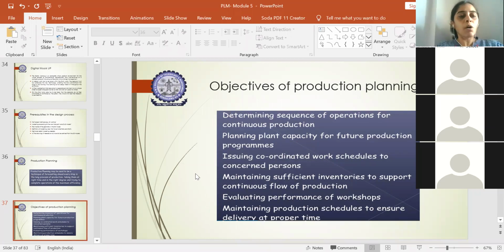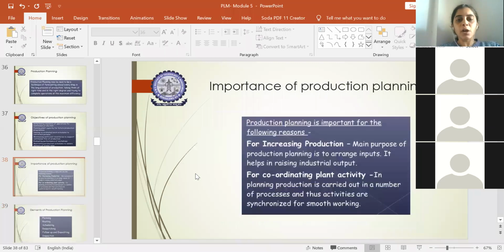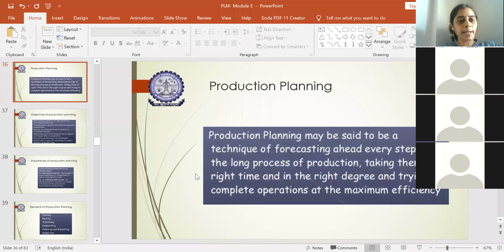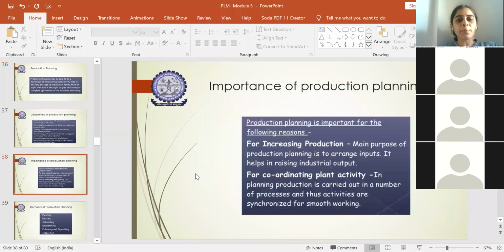Okay, so these are all the objectives which have to be followed by a production planning person without fail. So now you know what production planning means and what its objectives are. And then you should know the importance of production planning. Okay, so this is about the importance of production planning.